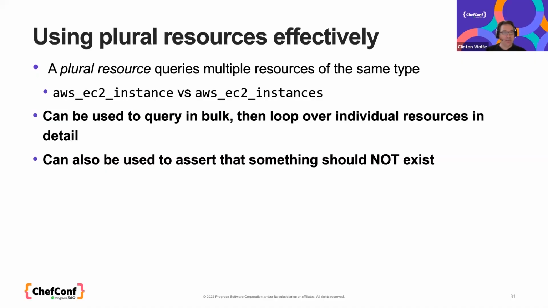Working efficiently. So let's talk about plural resources. A plural resource queries multiple resources of the same type. So you may find that we have not only the AWS EC2 instance, but we also have the AWS EC2 instances resource. That's called a plural resource. A plural resource queries multiple instances of the same instance type at the same time. So you can use them to query in bulk, then loop over individual resources in detail. And you can also use them to assert that something should not exist.